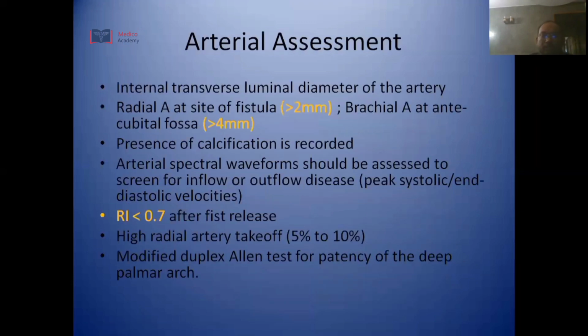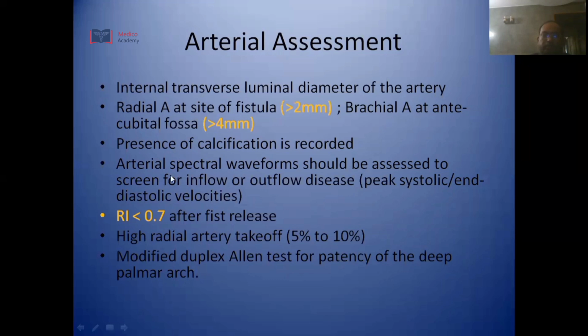How do we assess the artery? The internal transverse luminal diameter of the artery should be measured. The radial artery at the site of fistula should be more than 2 mm, and the brachial artery at the antecubital fossa should be more than 4 mm. The presence of calcification should be recorded, so that fistula creation at that point can be avoided.